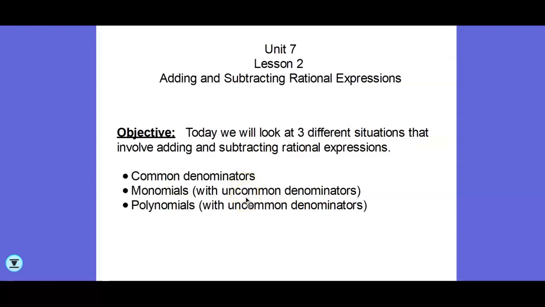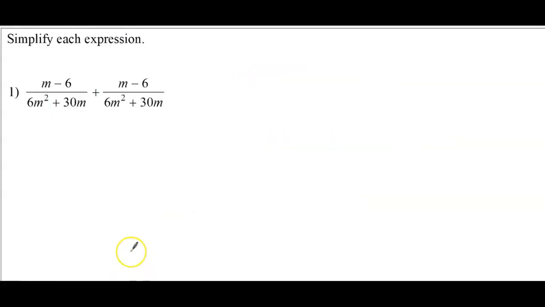And once again, like last time, we'll make a difference between whether you're dealing with monomials or polynomials. We'll look at some problems that are just monomials, then we'll look at problems that are polynomials. Okay, so common denominators and uncommon denominators with monomials and polynomials, and that's pretty much going to be the gist of it. Let's jump in and see what it looks like. So the first one we're going to look at is common denominators. So they already have a common denominator.